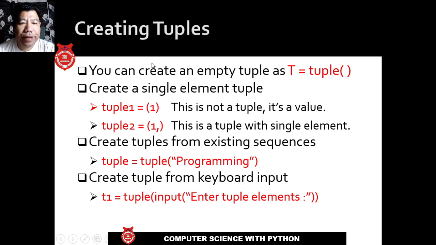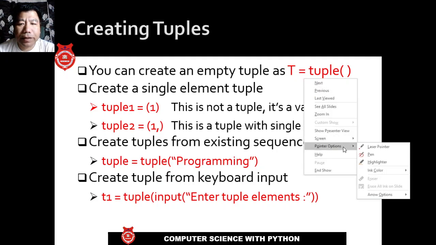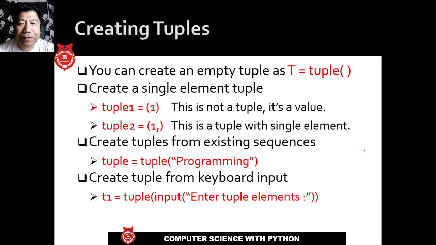So how to create tuples? You can create tuples using the tuple keyword like this, or you can also use brackets like this. This is an empty tuple, there is no element inside. And you can also create single element tuples like the second one. The first one is not a tuple, it's a value. So if you are going to create a tuple for a single element, you have to put the comma.